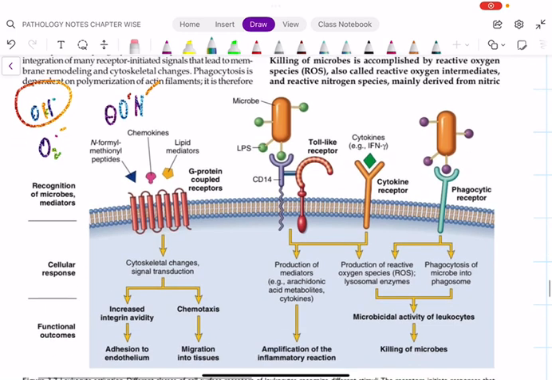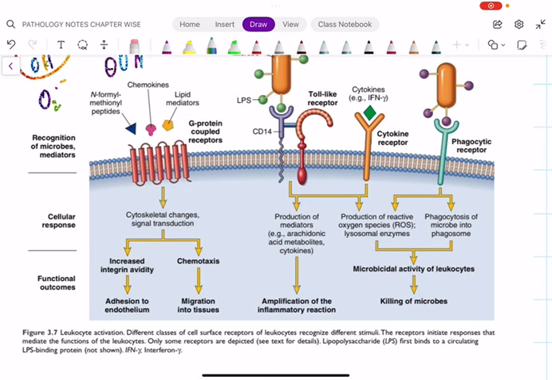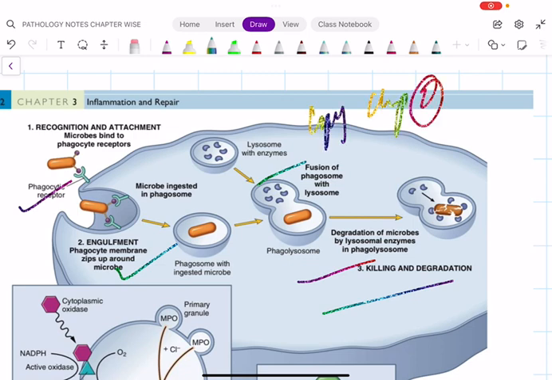Once all this is done, see this toll-like receptor, everything happens, and what is happening? Killing is mainly by ROS. Killing is mainly by ROS. Okay, just focus on this. See, this is recognition, phagocytosis, phagosome, lysosome, finally killing and degradation. All the same picture, same copy. This is a copy picture from chapter 2 as well as chapter 1.